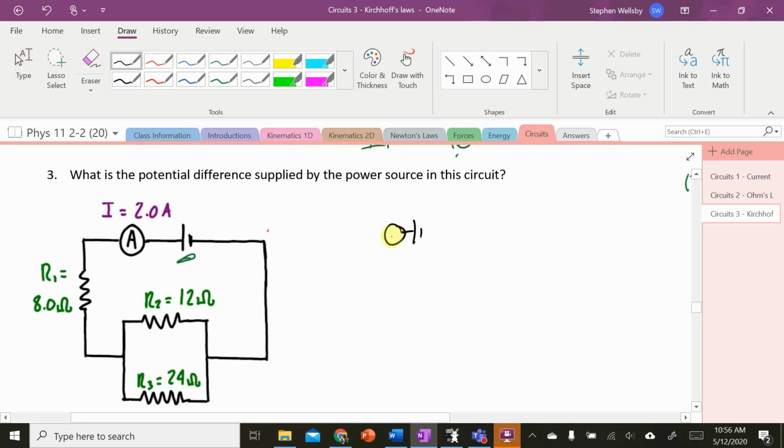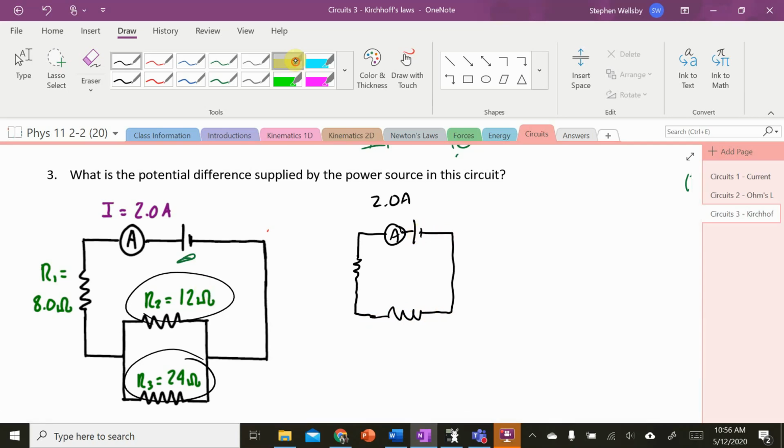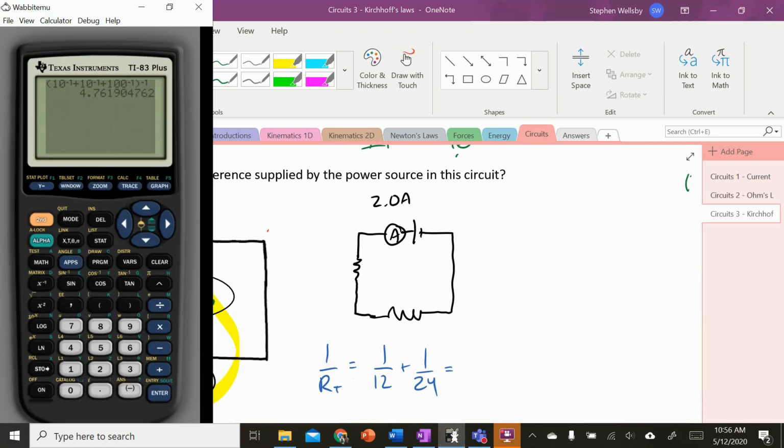So I got an ammeter, and this is still going to be 2 amps. This is going to go through this, and then I'm going to change this thing here into one single resistor. So if I change that into one single resistor, it's going to look like this, and the total resistance of this whole thing can be solved using 1 over RT equals 1 over 12 plus 1 over 24. And so let's get the calculator out here. 12 inverse plus 24 inverse equals 0.125.